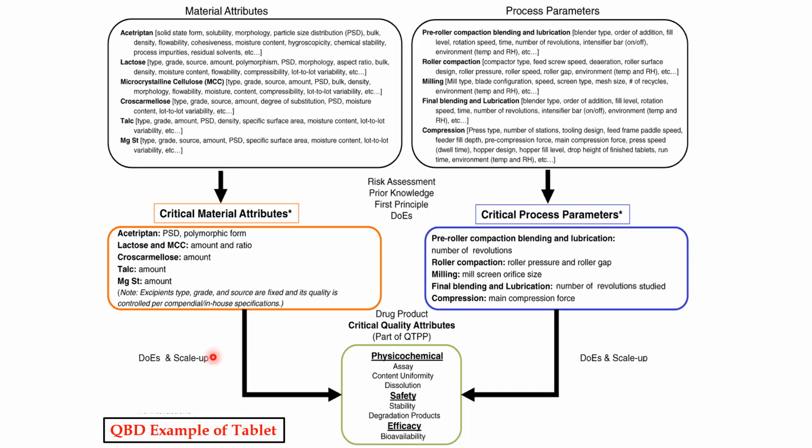For that we developed a design space for the CQAs. The design space has been developed for the content uniformity, assay and all those things, and finally we came up with the formulation. Similarly, for the process parameters, even though there are so many, we selected the critical process parameters, which are shown in the first diagram of the process parameters: the number of revolutions, the roller pressure and gap, milling screen orifice, and so on. For that they developed a design space with respect to CQAs, and they came out with the final process parameters which should be used to get an ideal formula. This is a simple example for the QBD.